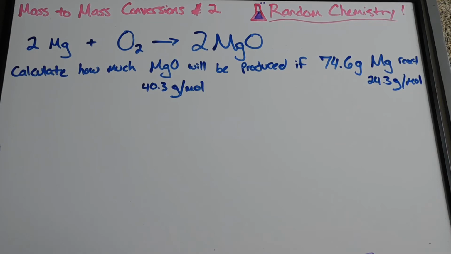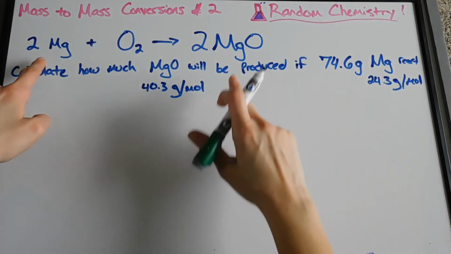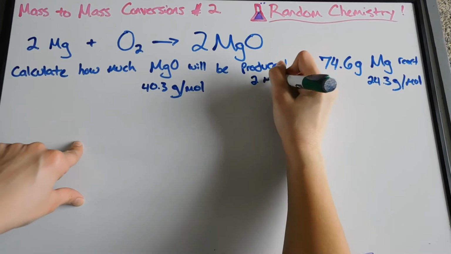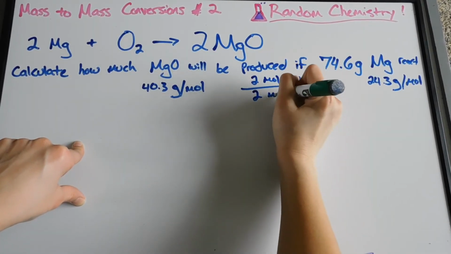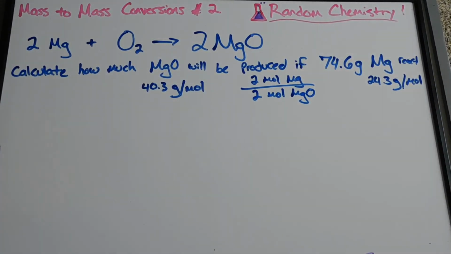The next step is to find our molar ratio. We need the molar ratio of MgO to Mg. MgO to Mg is 2 to 2. So 2 moles of Mg for every 2 moles of MgO. And now we can use dimensional analysis to solve this equation.